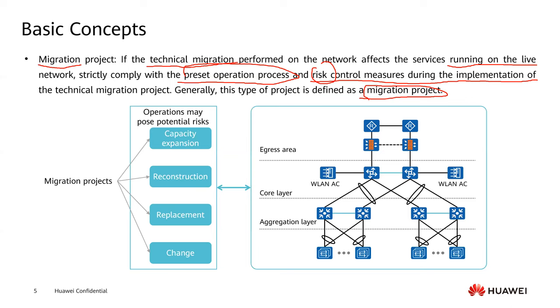So what projects will be defined as migration projects? The first is capacity expansion or network reconstruction, or you need to replace a device. For example, in a traditional network, maybe you just use AR routers as the egress device. But as your company expands, you will face more risk from the internet, so you want to change your egress device from AR routers to firewalls. This is a replacement, and you can define this action as a migration project.